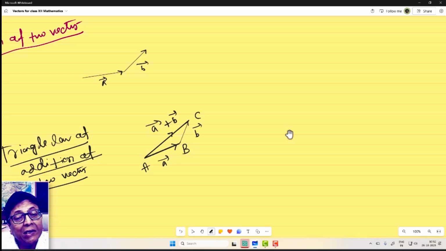So when you are adding two vectors, we have taken A and this one B. Then, so far we have not defined the negative of a vector. That also can be defined. What is the negative of a vector? This is vector A, this one B. You take the same vector B, but the sense is opposite.